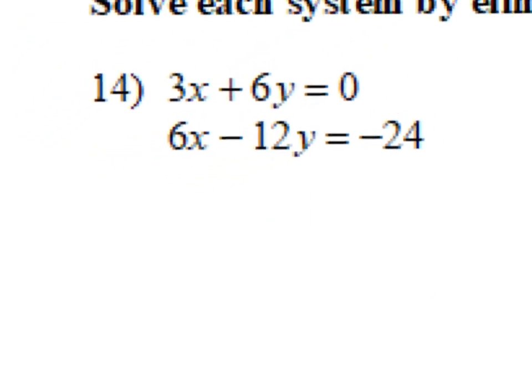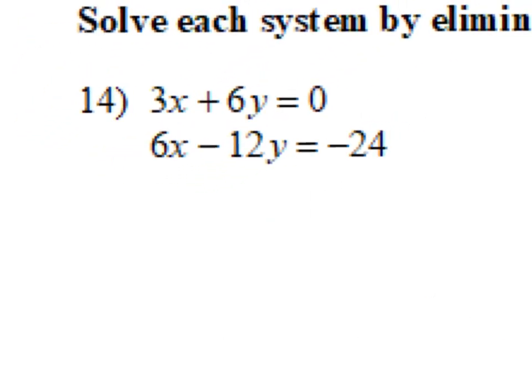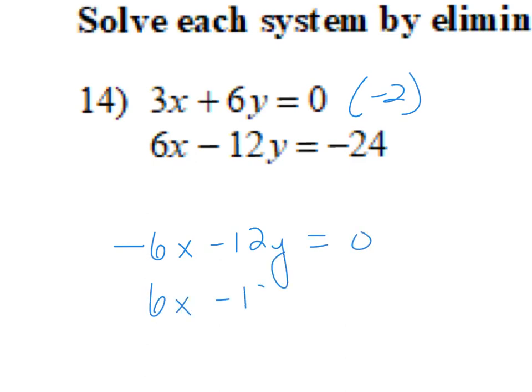Okay, on this one, you need something to match up. So what I'm going to do is multiply this by negative 2. So I'm going to get negative 6x, negative 12y equals 0. And then on the bottom, I didn't touch that, so I'm just recopying it.